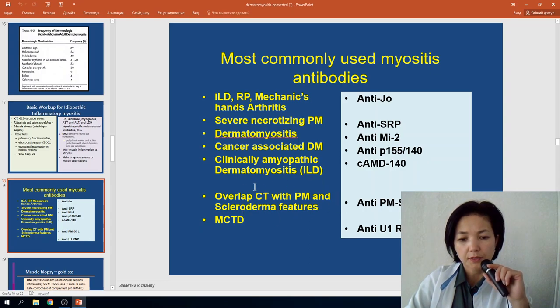And overlap syndrome, what does overlap syndrome mean? When our dermatomyositis or polymyositis is associated with other autoimmune disorders, in those cases you should be careful to look for anti-PM-Scl antibody.